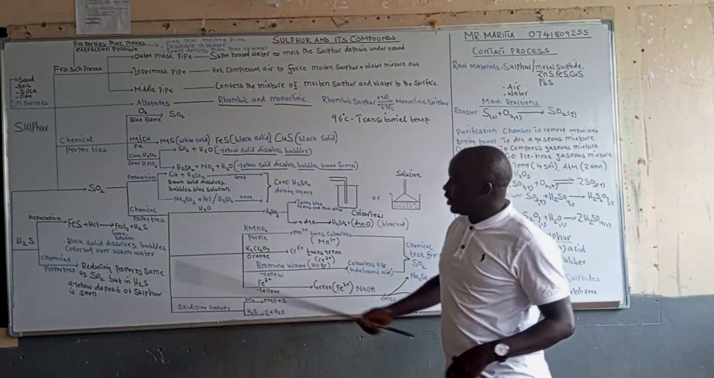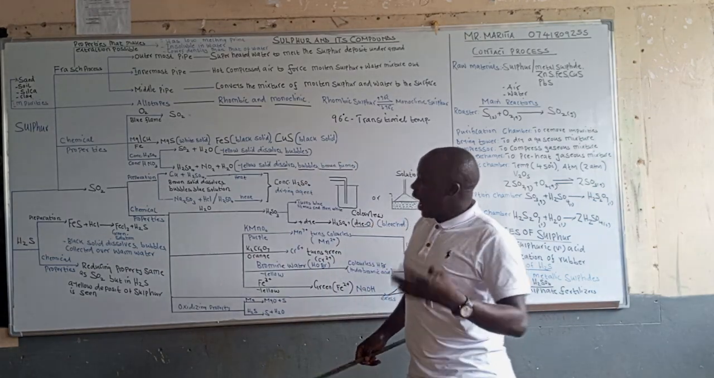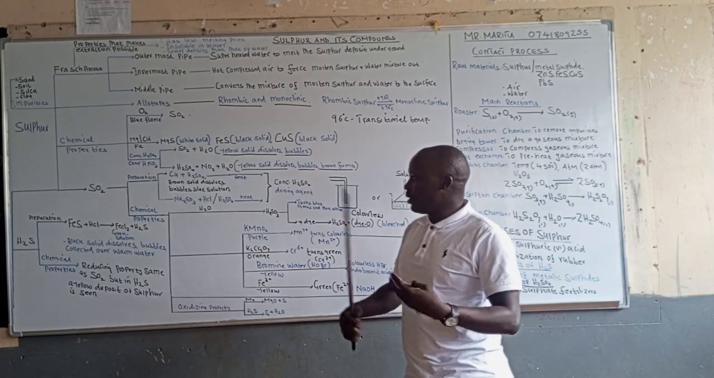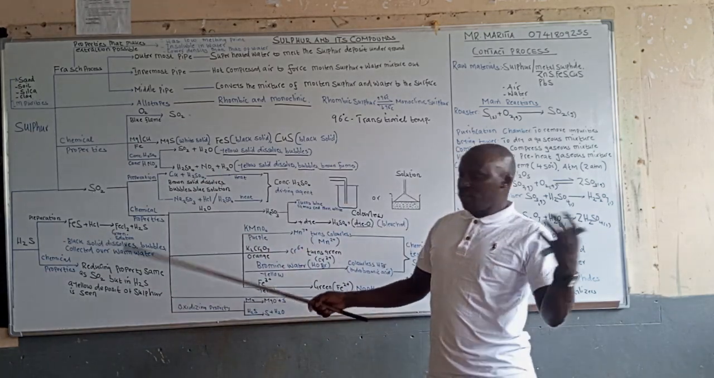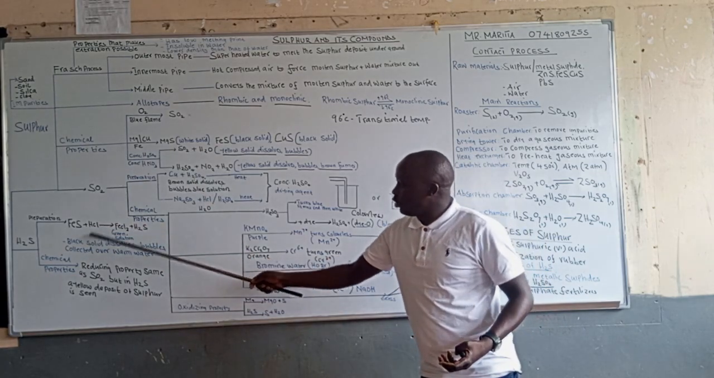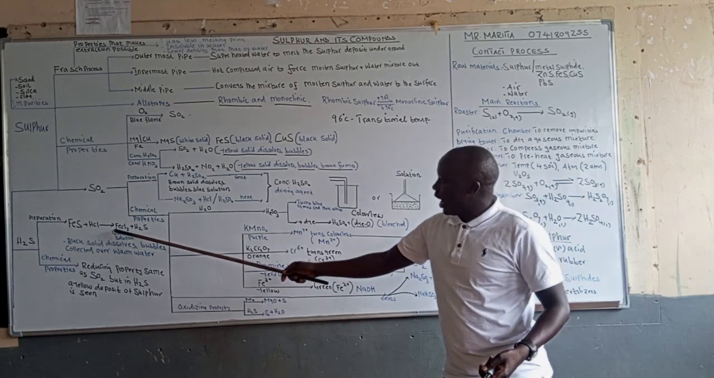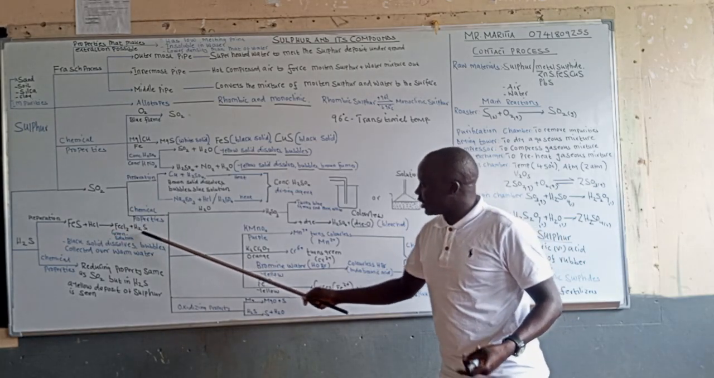Now from there we proceed to have the hydrogen sulfide. How is the hydrogen sulfide being prepared? So we have the preparation of hydrogen sulfide. You react the iron 2 sulfide with hydrochloric acid. You collect iron 2 chloride, which is green, plus hydrogen sulfide gas.